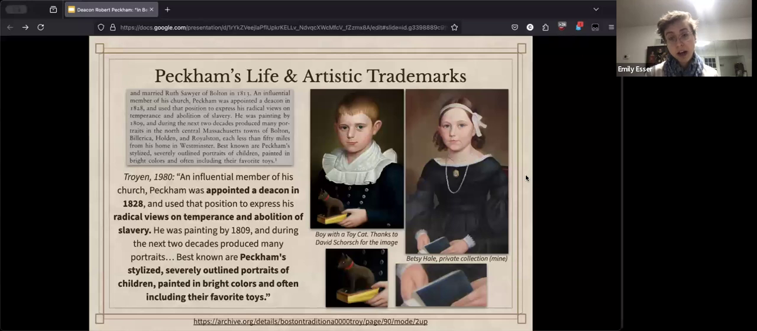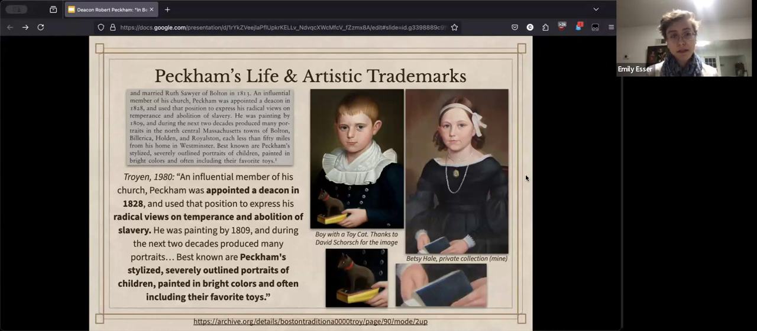Here's Betsy Hale, in a private collection. She is part of a group of three. My friends have her parent portraits, actually. It's a rare group of three. It's commonly groups of two, but she's just darling with her little book there. And the boy with his little cat.